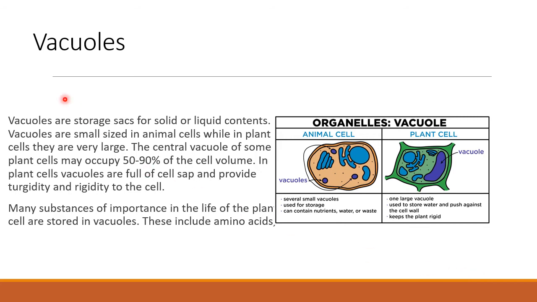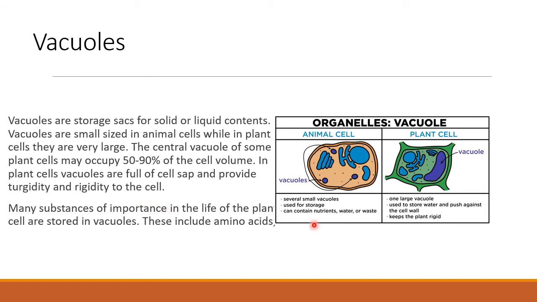Now the term vacuole has come from a Latin word vacus, that means empty. Now, the vacuole is filled with a fluid, and that fluid is called what? Cell sap. What is it called? Cell sap. Now, do you know in some cells the vacuole occupies 50 to 90% of the cell volume. But why is the vacuole so big in plant cells?